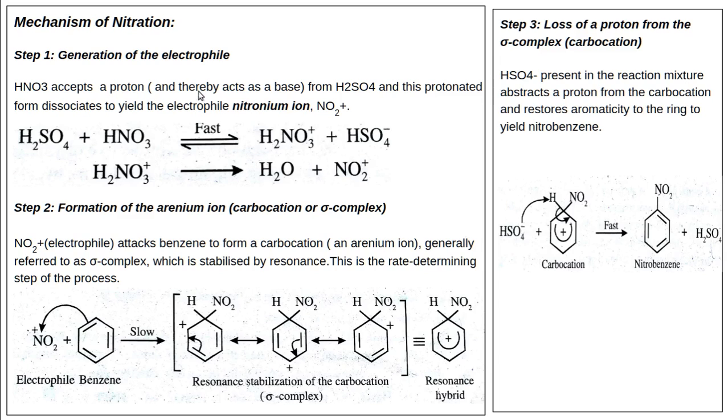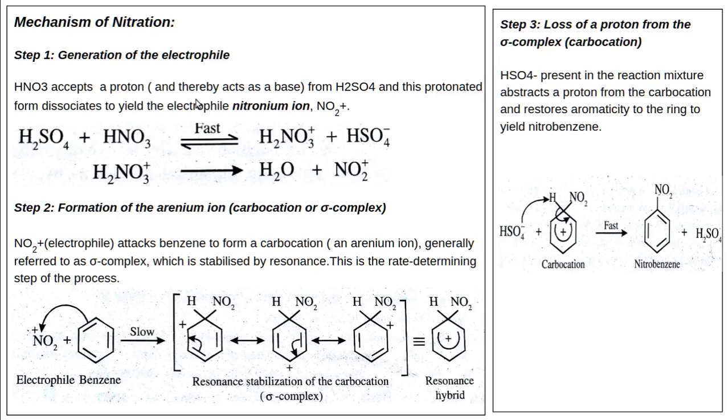Now let us look at the mechanism of the nitration reaction. The mechanism mainly involves three steps. The first step is the generation of the electrophile. The second step is the formation of the arenium ion, or carbocation, or sigma complex. The third step is the loss of a proton from the sigma complex or carbocation.